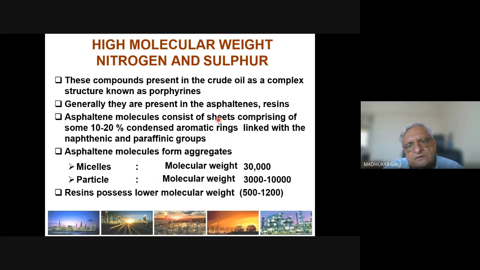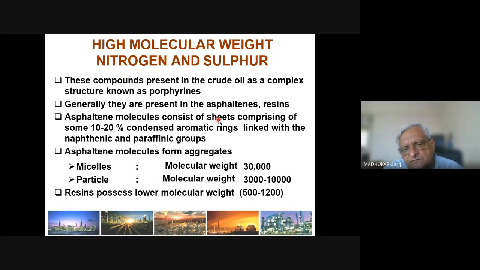The high molecular weight nitrogen and sulfur compounds are present mostly in asphaltenes, which is the heaviest end of the crude barrel. These are complex structures known as porphyrins, which are generally present in asphaltenes, which is actually the building raw material for making your road asphalt.